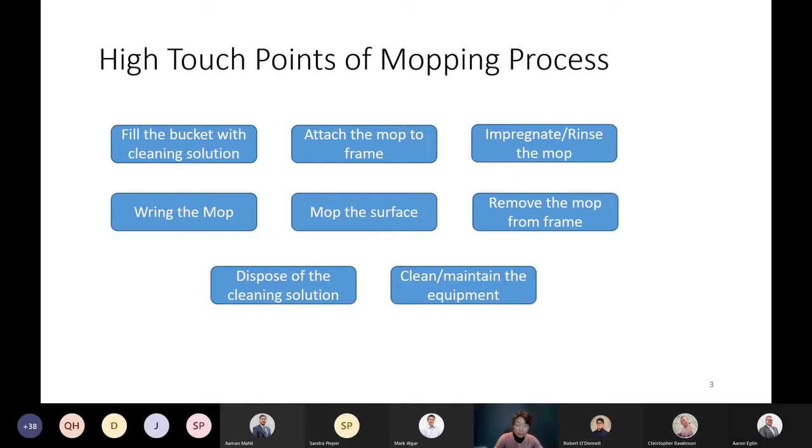Once you're done, you need to remove the soiled mop from the frame. And then at the end of the day, you need to dispose of the cleaning solution and basically dump the dirty cleaning solution into a sink. And then you end the day with cleaning or maintaining the equipment, making sure it's ready to use for the next day.